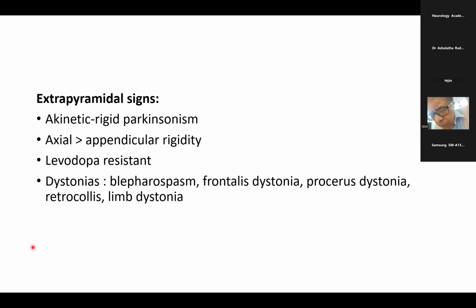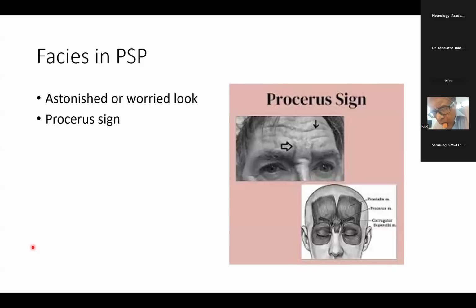Coming to the extrapyramidal signs, there is akinetic rigid parkinsonism, axial more than appendicular rigidity, and levodopa resistance. Dystonias in the form of blepharospasm, frontalis dystonia, procerus dystonia, retrocollis, and limb dystonia are also seen. The faces in PSP are astonished or have a worried look. There is a particular procerus sign which has been described. Here is the procerus muscle, and the vertical ridges are what distinguish procerus from the frontal furrowing.